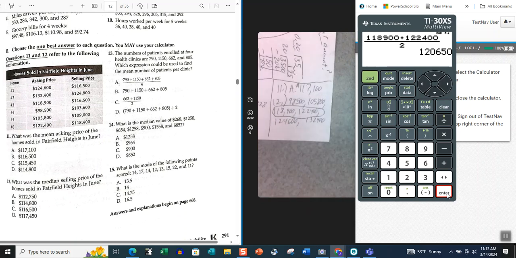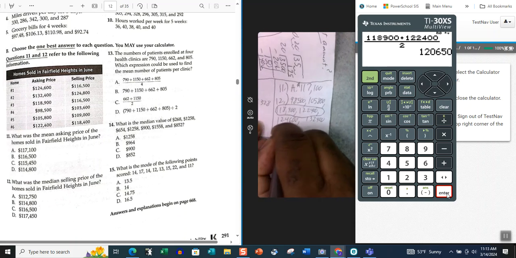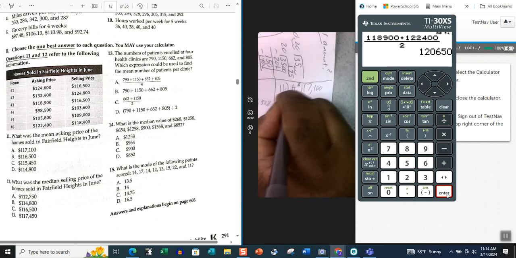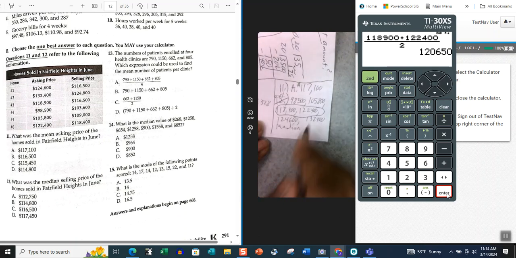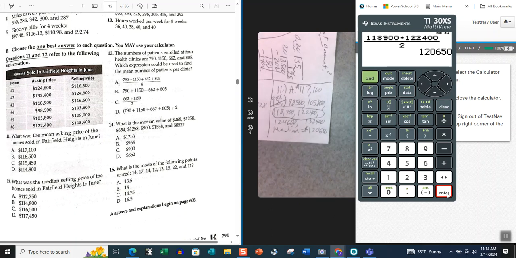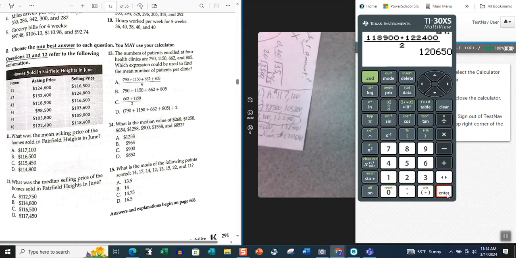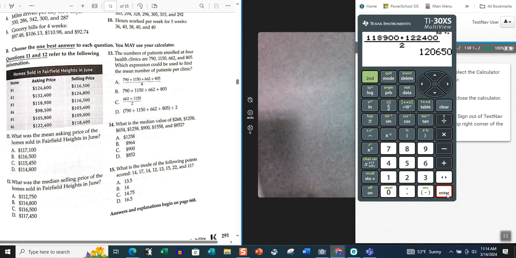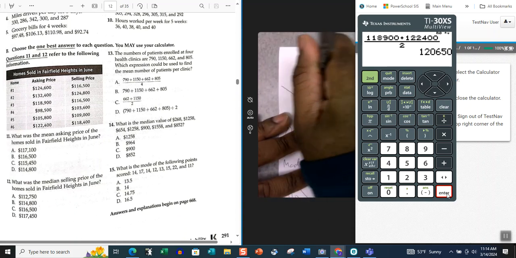Oh, you know what? Actually, I did this incorrectly because they asked us the selling price, not the asking price. So sorry about that, but since this could be another example for this median, even though this isn't number 12, you could cross that out and just put example 1. This median would be $120,650. So that could be a nice little extra practice problem.